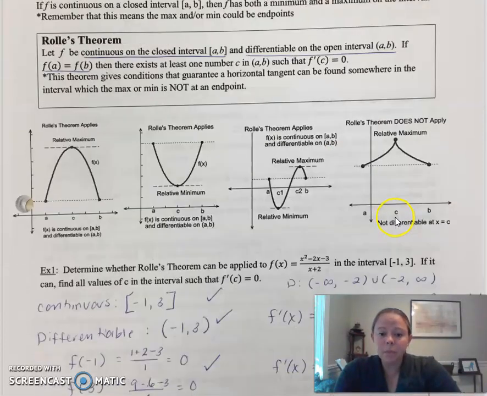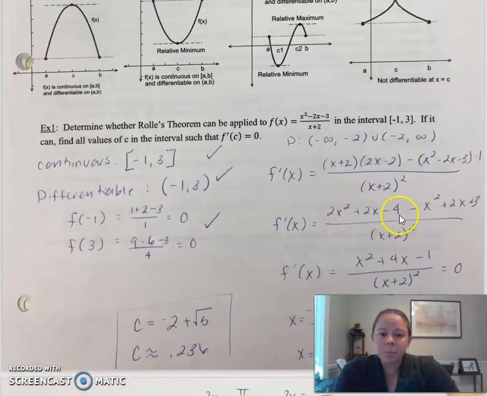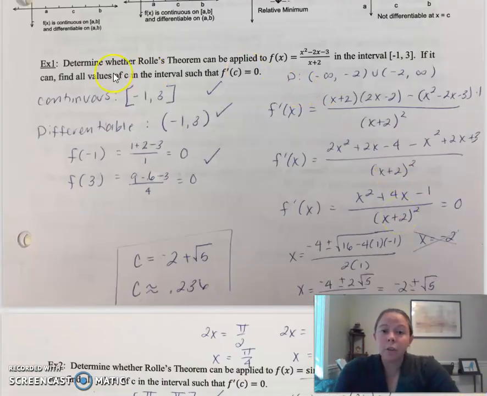Okay? So here's an example of what you'll have to do on an assessment. Determine whether Rolle's theorem can be applied to this function on the interval -1 to 3. If it can, find all values of c in the interval such that the derivative equals 0. Okay, so guys, you have to first justify that you can use Rolle's theorem.